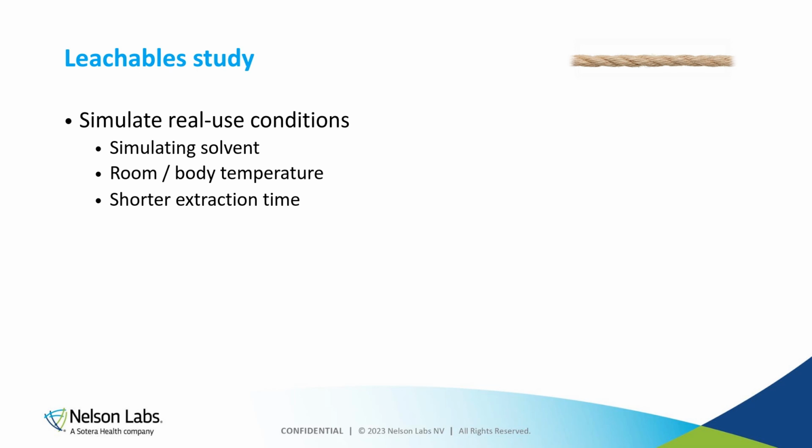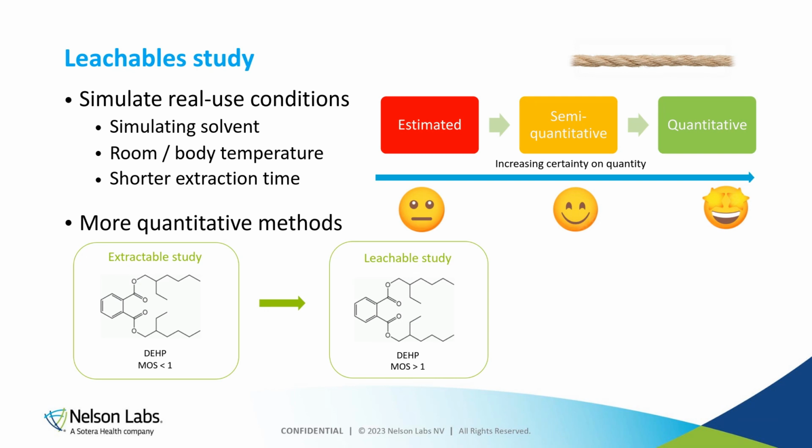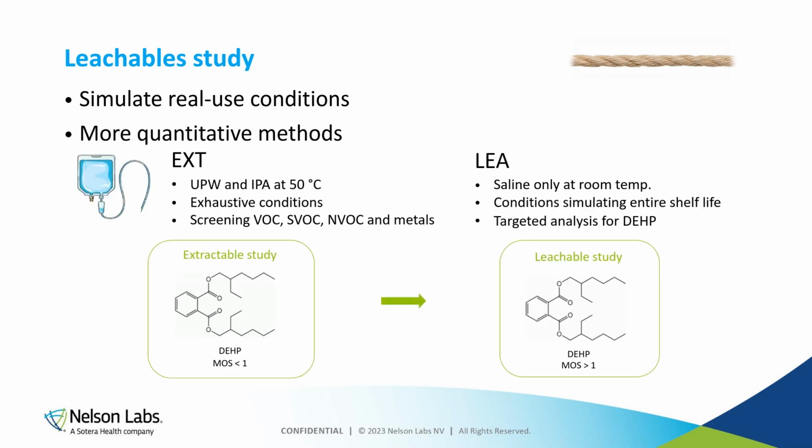And lastly, you can also shorten the extraction time. So for example, when you have an intermittent urinary catheter, which is only used for 5 minutes per catheterization, it can be enough to reduce the extraction time, for example, to 1 hour instead of 24 hours or 72 hours. And also you can combine this with more quantitative methods, now the targeted analysis. So in that case, the compounds of interest, of concern that you have determined, for example, with your extractable study, can be followed up more precisely with a targeted analysis to have a more quantitative result on these compounds.